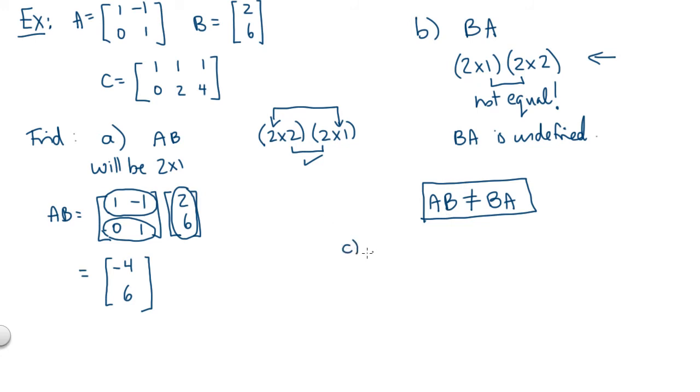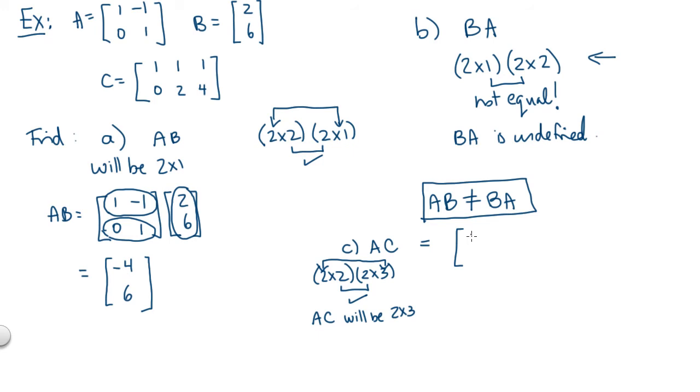Okay, let's do one more part here. Let's say we wanted to find AC. A is a 2-by-2 matrix. C is a 2-by-3 matrix. The inside numbers match, so the multiplication is defined. And if we ignore those inside numbers, we actually get the size of AC. So AC will be 2-by-3, just looking at the two outside numbers. That gives us a way of, to some extent, double checking our work. So our answer should come out to a 2-by-3 matrix if we've done everything correctly.